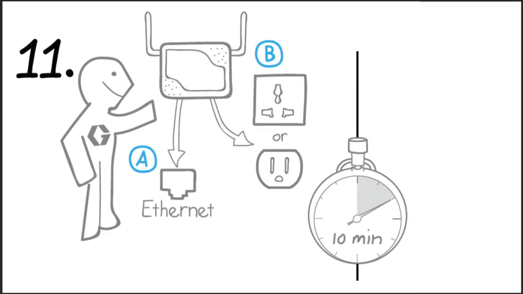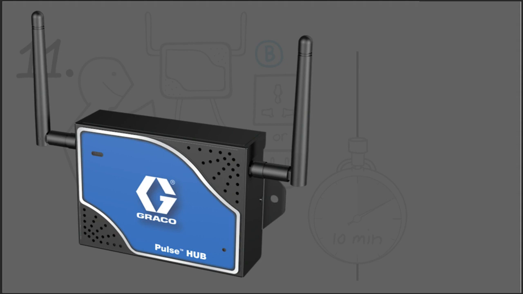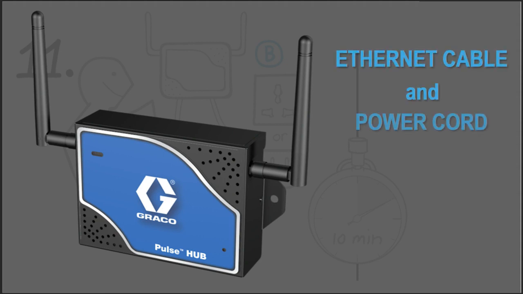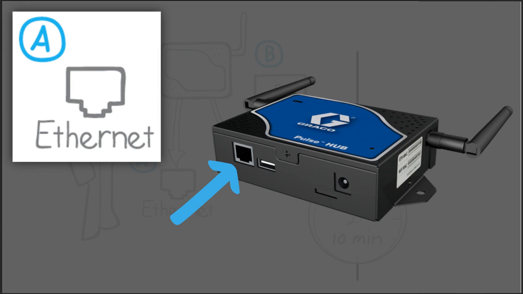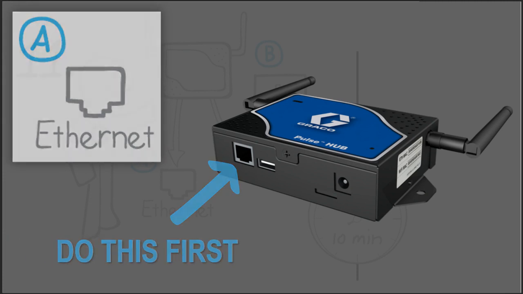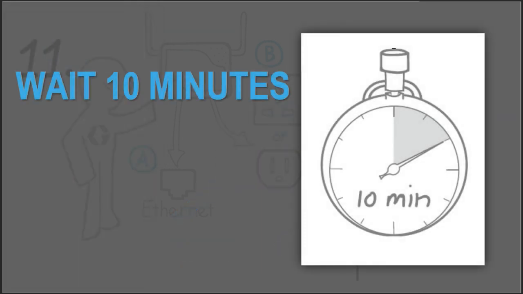Now it's time to connect the hub to the customer's network. First, make sure the hub is ready and that you have the Ethernet cable and power cord. Plug in the Ethernet cable. Make sure you do this before you plug in the power cord. Then, plug in the power cord. Wait 10 minutes for the Pulse application to load.